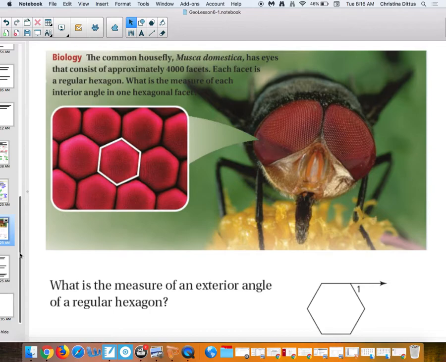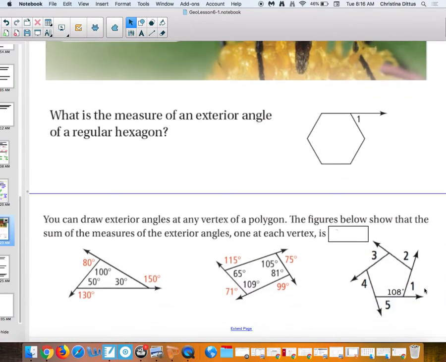Let's skip the little b thing. The next question says, what is the measure of an exterior angle of a regular hexagon? Well, first off, how can I find the measure of an interior angle? If I want to find that measure first, how could I do that? A hexagon has how many sides? 6. So we have 6 minus 2 times 180, and then do what to that?